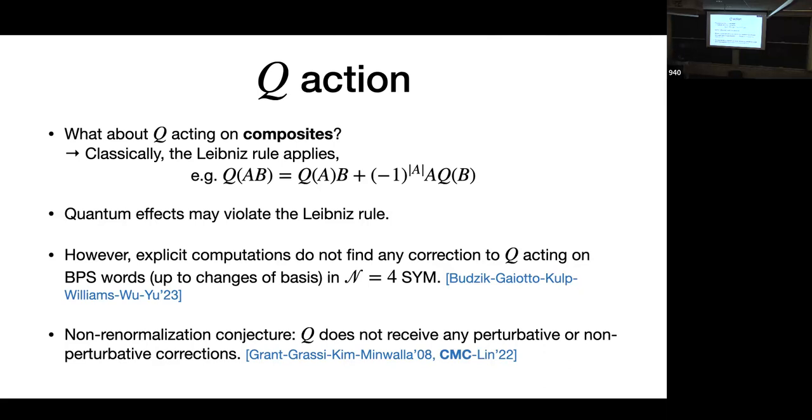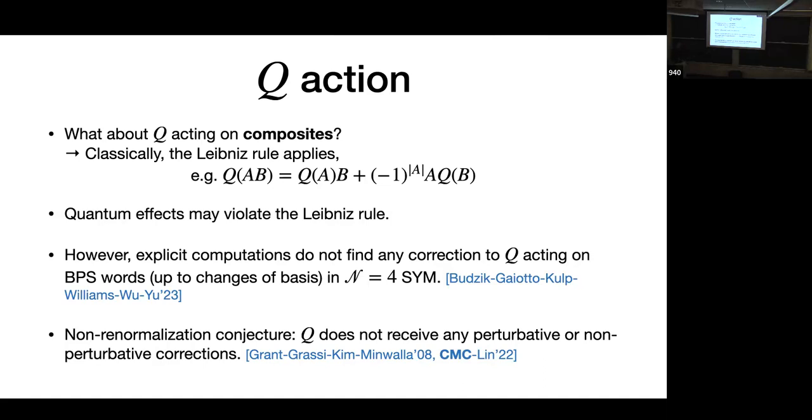The classical one is nilpotent on BPS. So the conjecture that Q does not have any correction is true only on BPS states? The conjecture is only on the BPS states. For N equals 4? Yes, only for N equals 4.